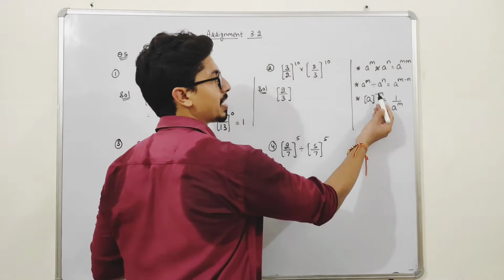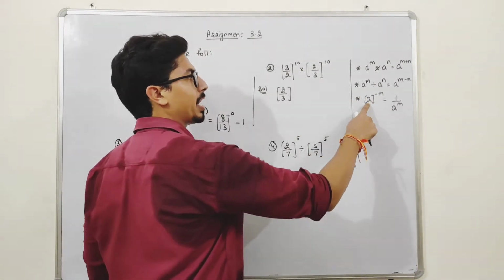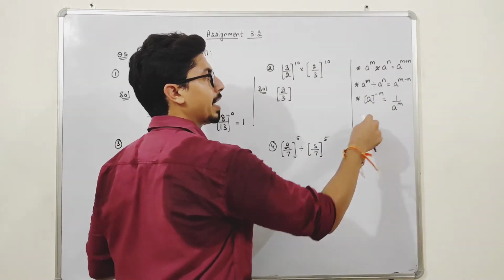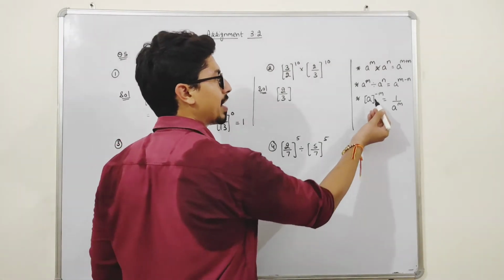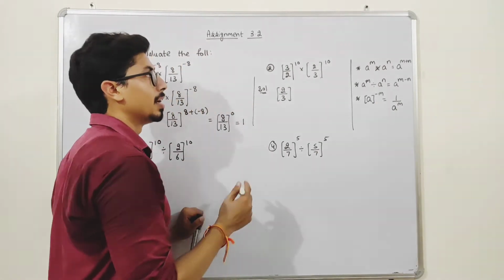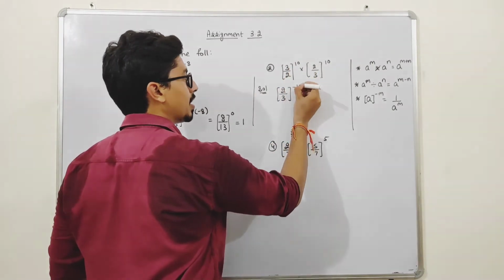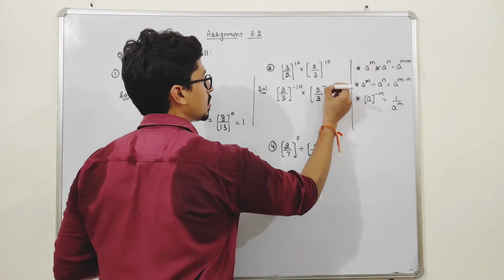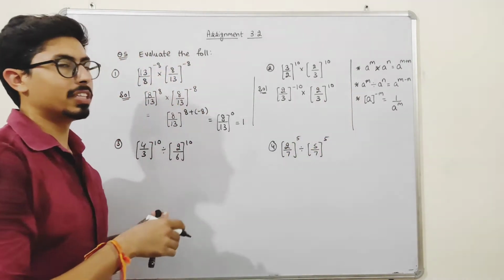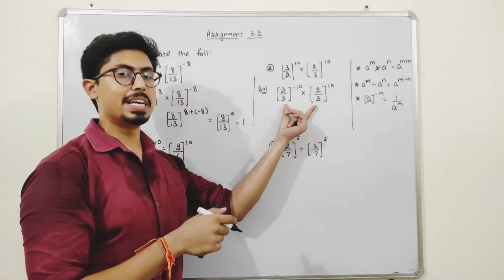See, the power is negative. I reciprocate it. I write a as 1 by a, and the power changes sign. The power is negative, it will become positive. Similarly, it will become minus 10, multiplied by 2 by 3 raised to the power 10. I did this because now both the bases are the same.